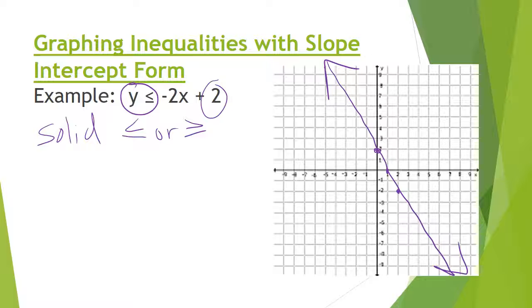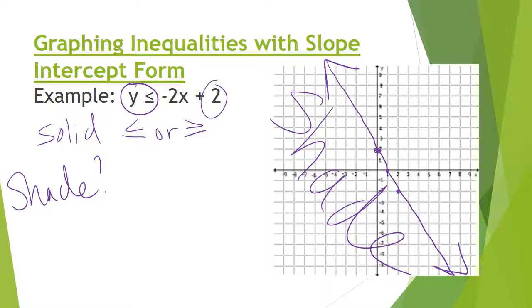Next, I need to decide where I'm going to shade. Do I shade above or below this line? Well, once again, I look at y. If it says y is less, then I shade below. If it says y is greater, I shade above. This says y is less because the mouth is going the other way. So I shade below, which is this area right here. So shade this section.